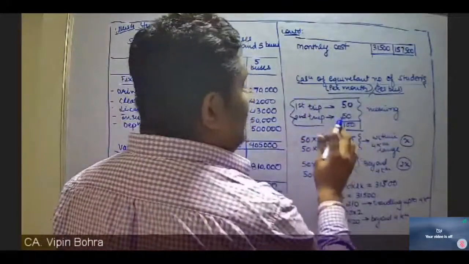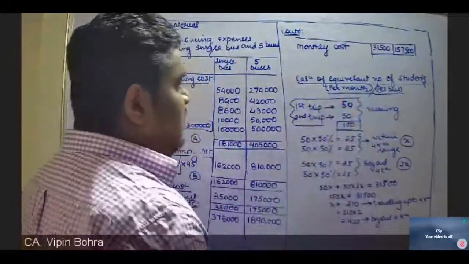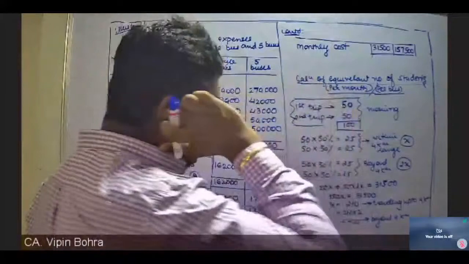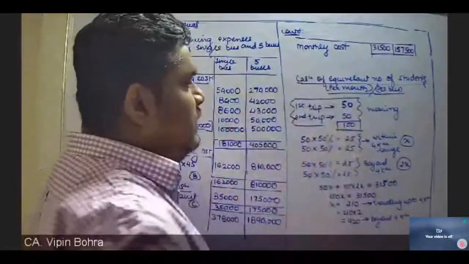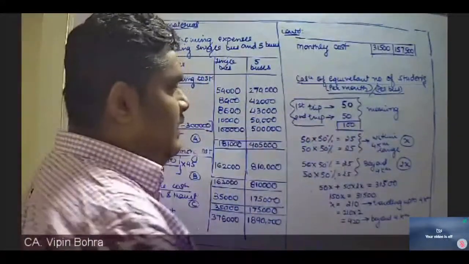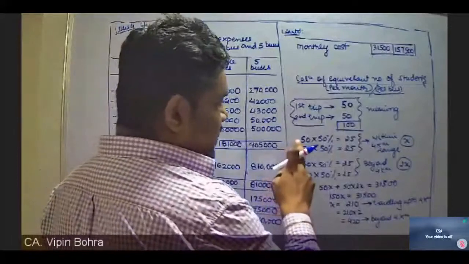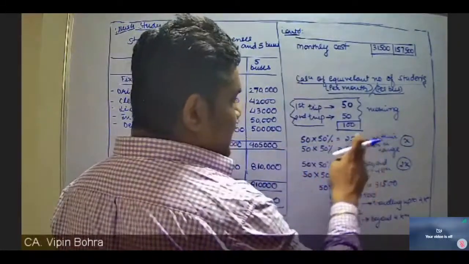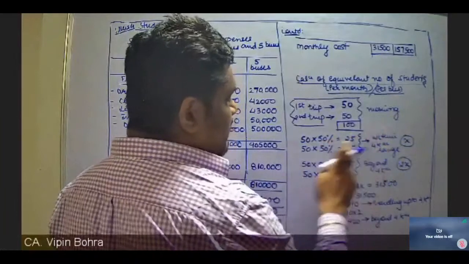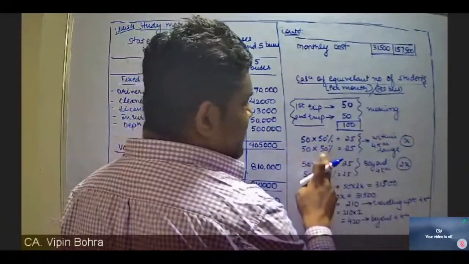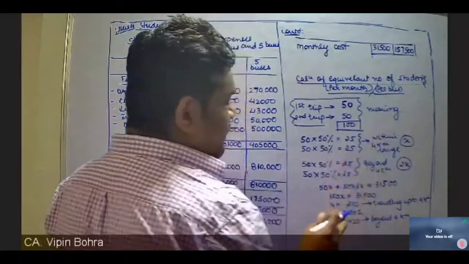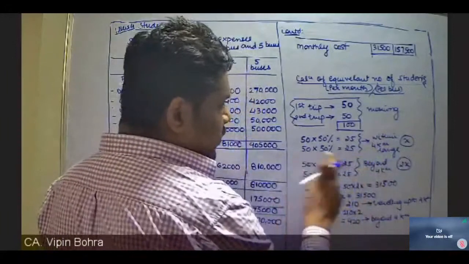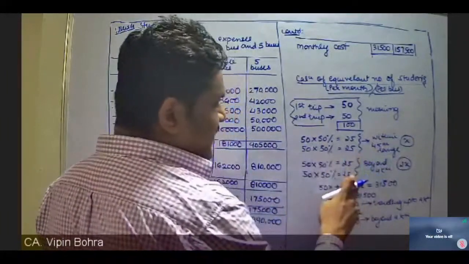first trip in the morning, total 50 students travel. Second trip in the morning, total 50 students travel. So total 100 students travel in aggregate. In the first trip, 50% students are within 4 kilometers, and in the second shift, again 50% students are within 4 kilometers. Beyond 4 kilometers, it will be again 25 and 25.